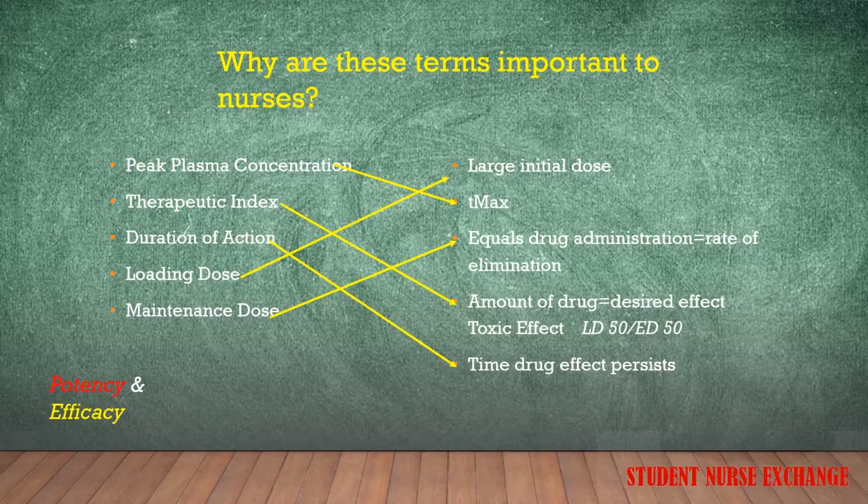Other terms, potency and efficacy. An example, a drug can be more potent because a lower amount causes an effect. Say you give 10 milligrams of drug A, 20 milligrams of drug B, and they both drop down the systolic blood pressure by 20 millimeters of mercury.